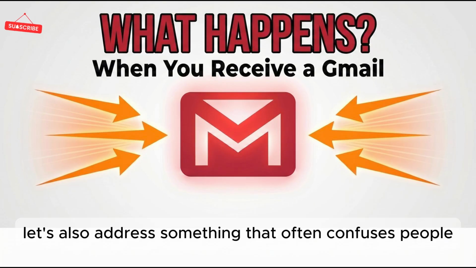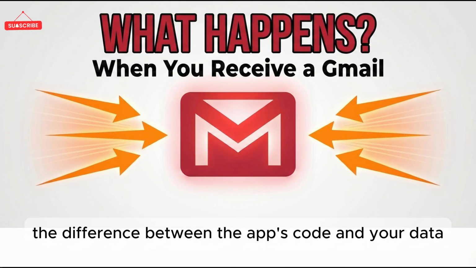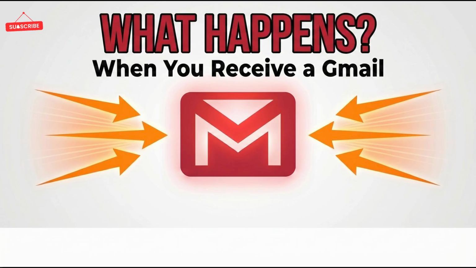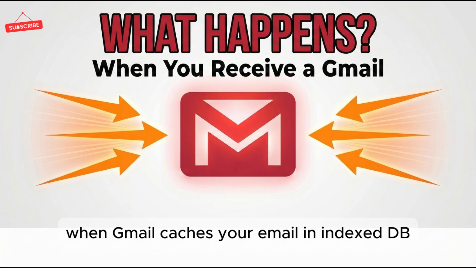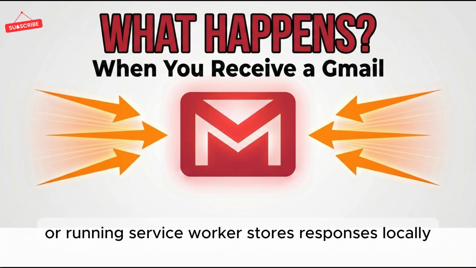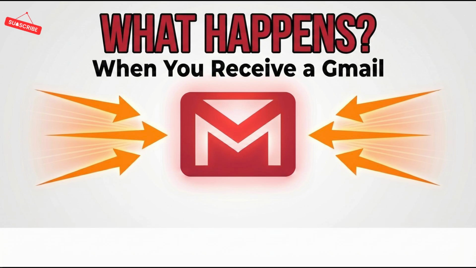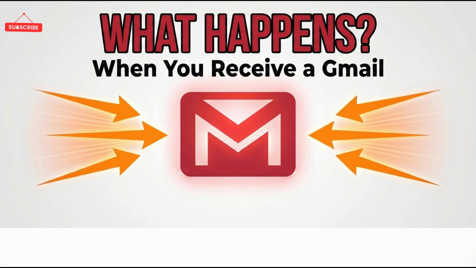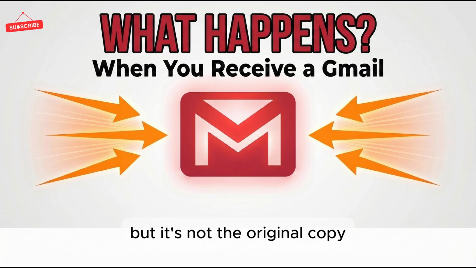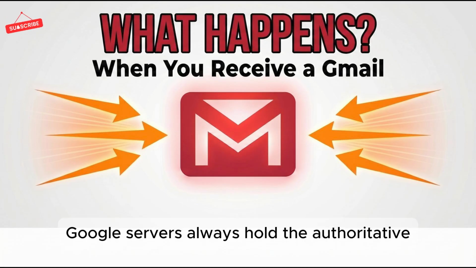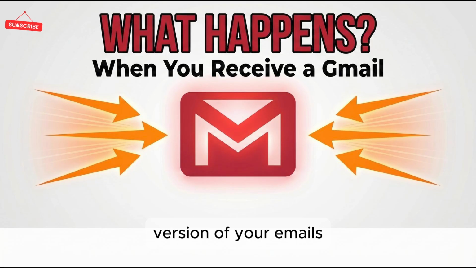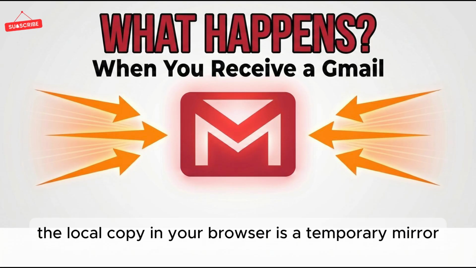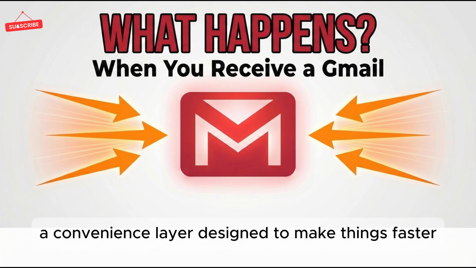Let's also address something that often confuses people, the difference between the app's code and your data. When Gmail caches your email in IndexedDB or when a service worker stores responses locally, that data lives in your browser and on your device. But it's not the original copy. Google servers always hold the authoritative version of your emails. The local copy in your browser is a temporary mirror, a convenience layer designed to make things faster.